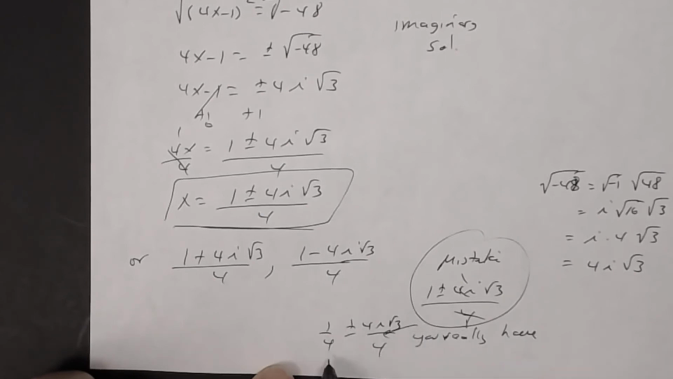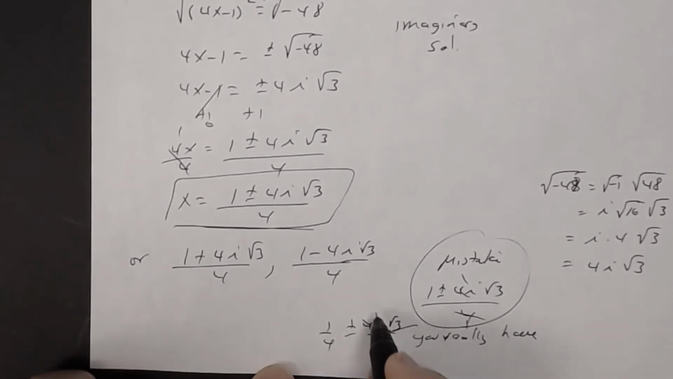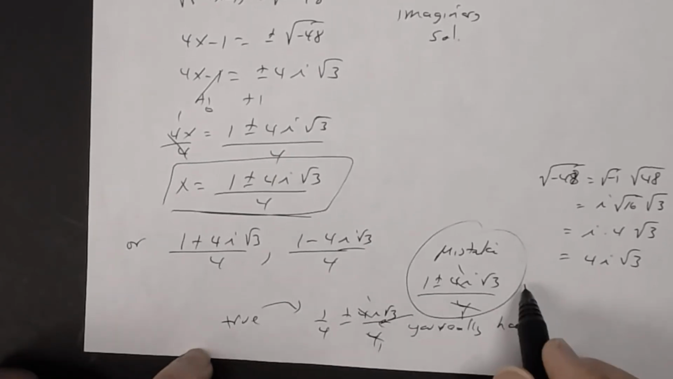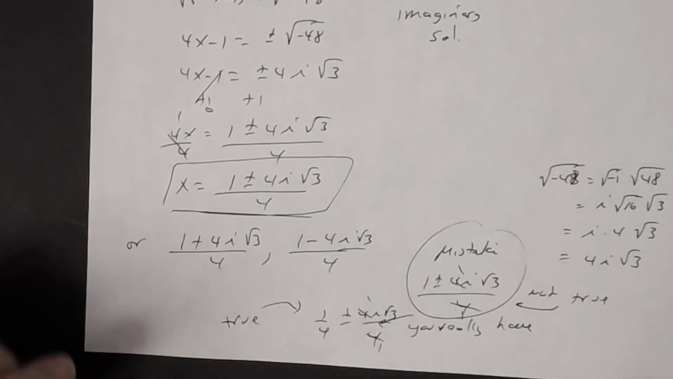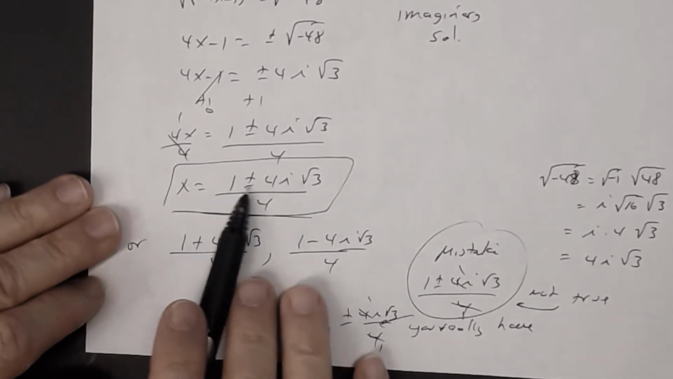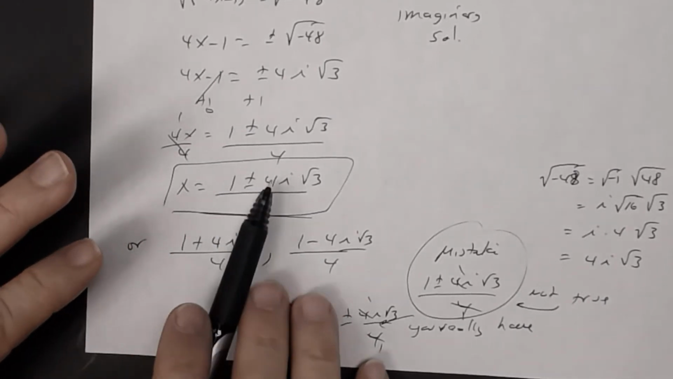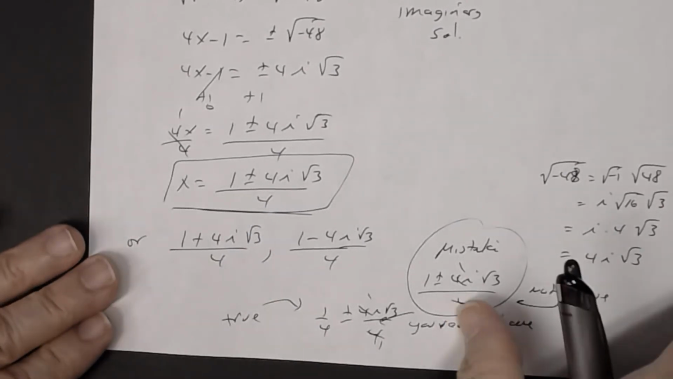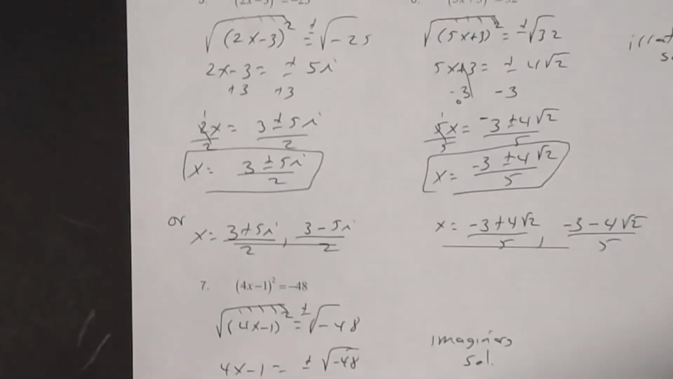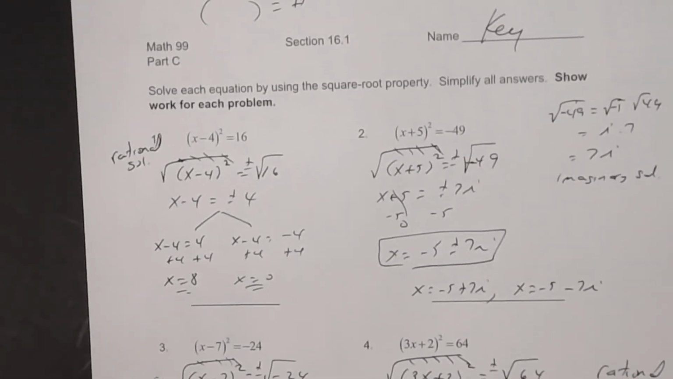Now if you wrote it as two separate fractions, then you could do this. All right, that's true. This is true. This is not true. Okay? All right. So just be on the safe side and just leave it like that. Don't try and reduce this little part here because you can't. So leave it alone. Okay, so that will be the key to worksheet 16.1, part C.